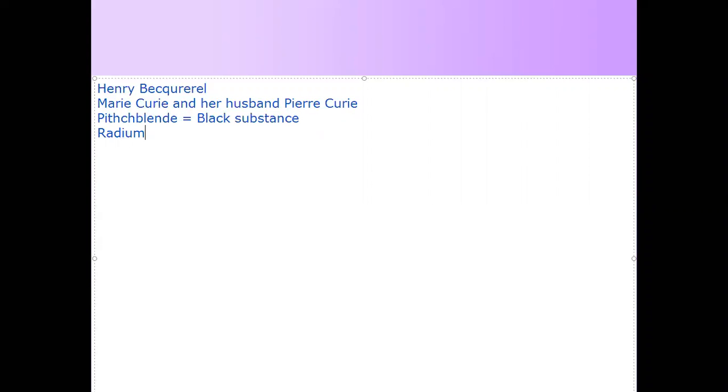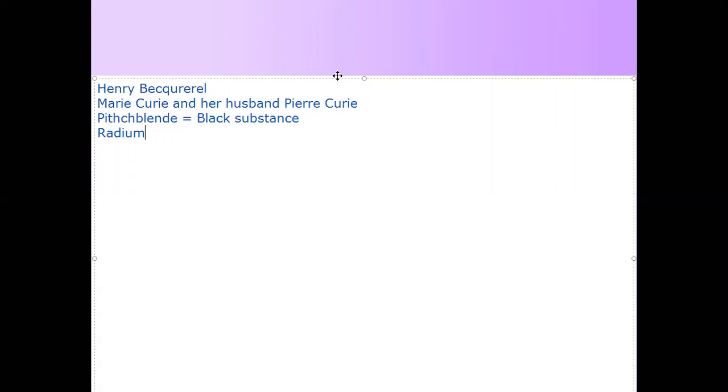So these radioactive elements emit the harmful radioactive radiations like alpha rays, beta rays and gamma rays. So this is the discovery of radioactivity.